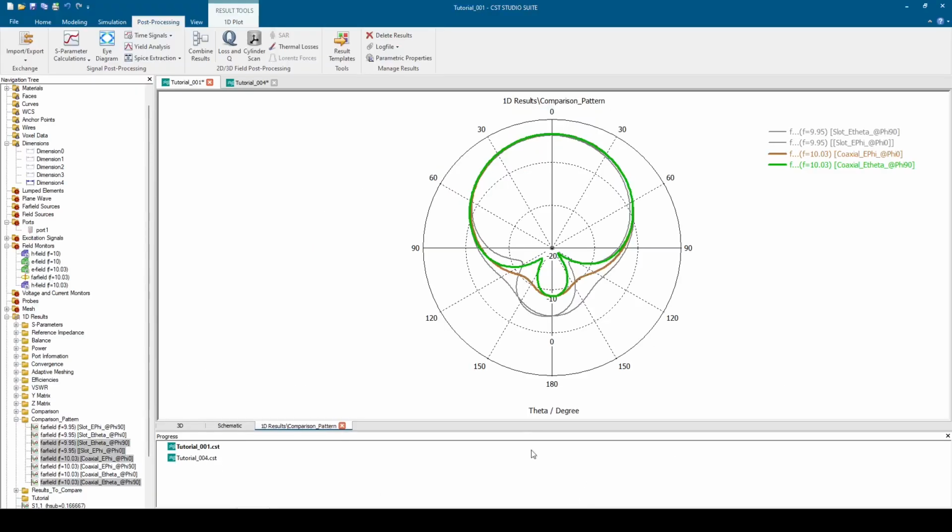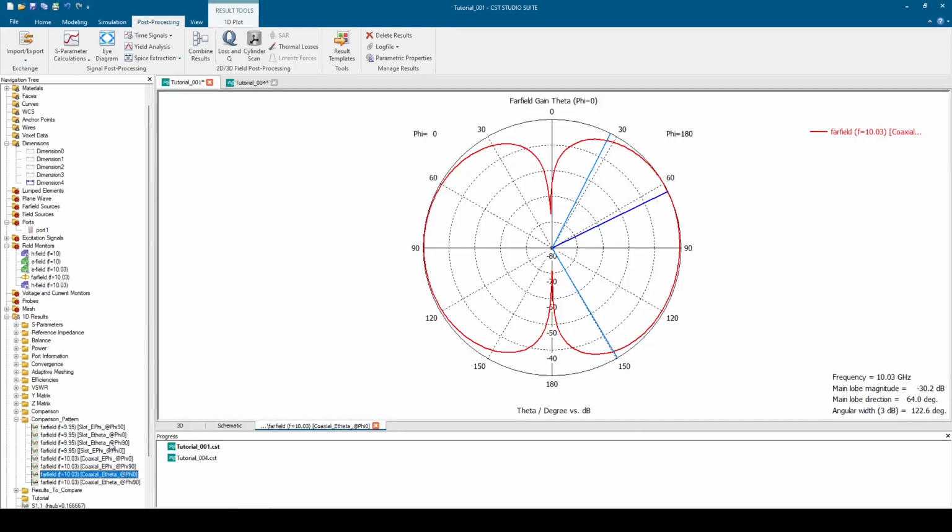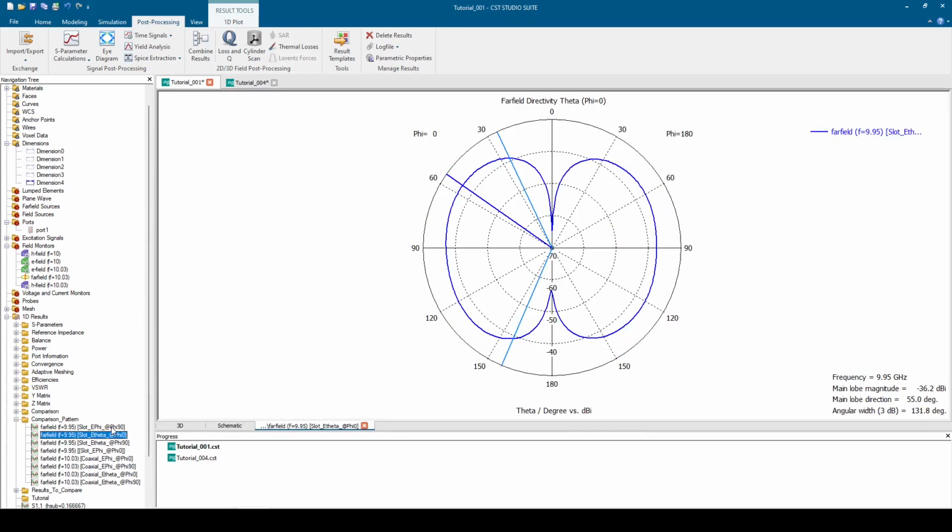And this is what you can see here, right? And the same for the slot. Okay. And then between the slot and the coaxial, the differences are just in the back radiation, which makes some difference. So what are the other things we can really look at? That we have the cross coupling.